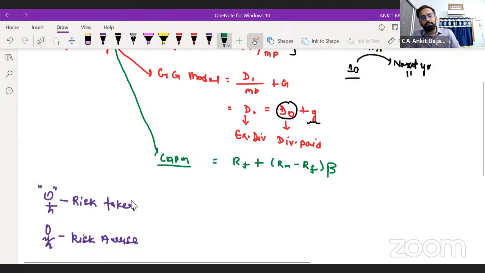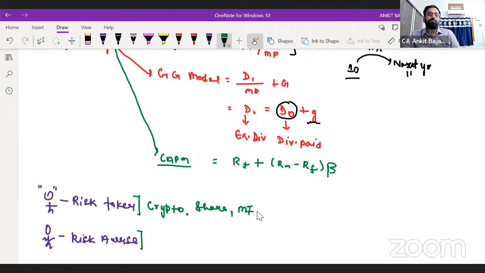Both of them have 1 lakh rupees. Now think: if a person is a risk taker, where will he prefer to invest his money? Definitely you will say he will prefer to invest in crypto, or into shares, or maybe mutual funds. So the risk taker will be investing into crypto, shares or mutual funds. But if I talk about the person who is risk averse, meaning the person who avoids the risk, right?